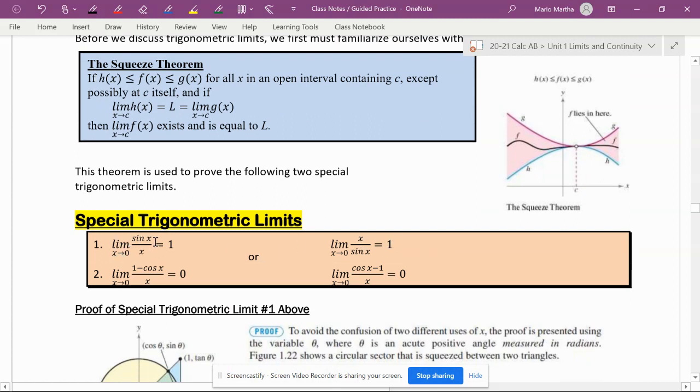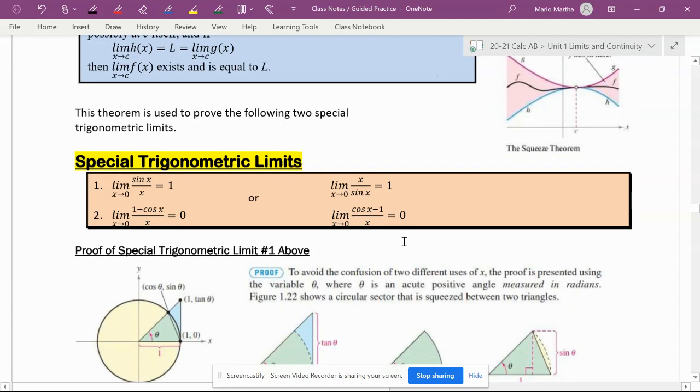We use this theorem to prove that the limit as x approaches 0 of sine of x over x is equal to 1, because if you do direct substitution here, you get 0 over 0. Also the inverse, the limit as x approaches 0 of x over sine of x is equal to 1. And the limit as x approaches 0 of 1 minus cosine of x over x is equal to 0, and also the limit as x approaches 0 of cosine of x minus 1 over x is equal to 0.